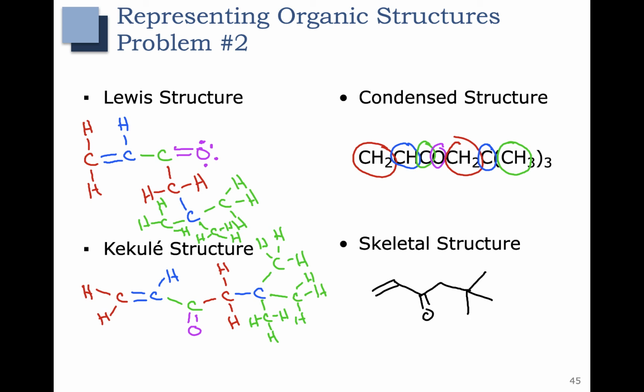We have the red CH2 right there, blue CH right there, green carbon here, red carbon here. This one's the blue carbon, and then those CH3s at the end are the ones I've just circled in green. So that would be our skeletal structure.